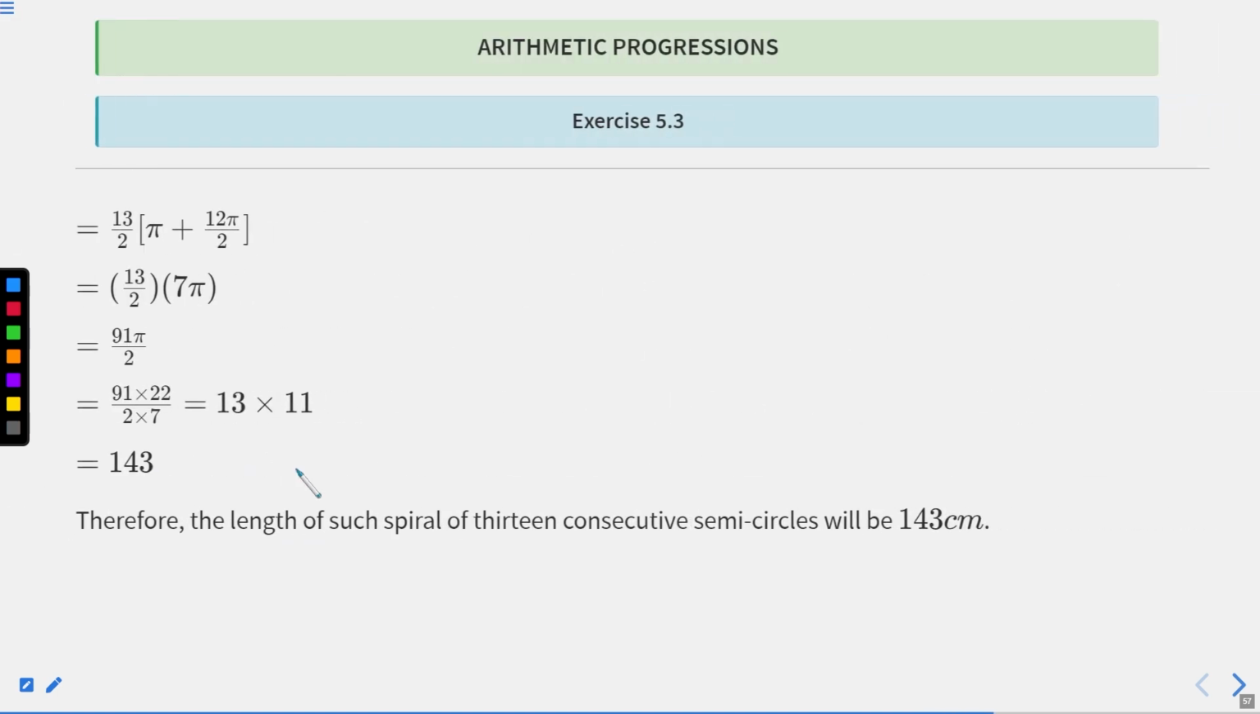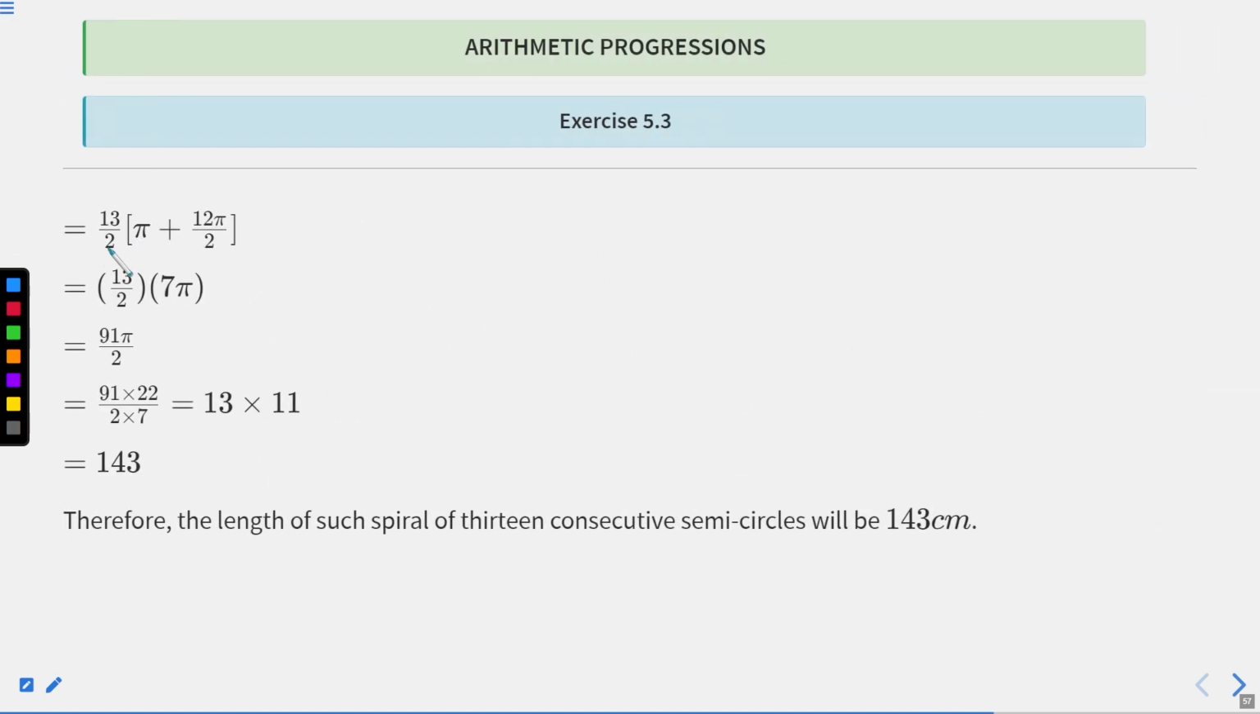So here S13 is equal to 13 by 2 into pi plus 12 pi by 2. And this is equal to 13 by 2 times 7 pi, which is 91 pi divided by 2. And this is equal to 91 times 22 divided by 2 into 7, which is 13 into 11, and this is equal to 143. So therefore, the length of such a spiral of 13 consecutive semicircles will be 143 centimeter.